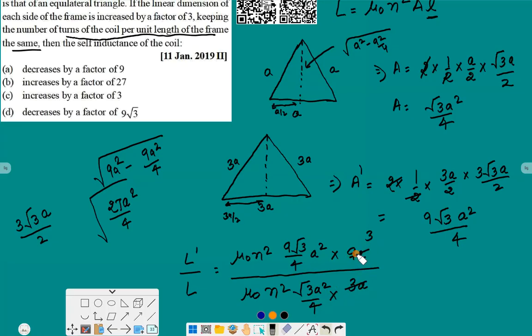So 3, 4 cancelled, a square gets cancelled, root 3 is cancelled, n square and all gets cancelled. So we have 9 and 3 left, so it will be 27. So the self inductance of the coil increases by 27 times. That is option B for us. Let's move to the next one.